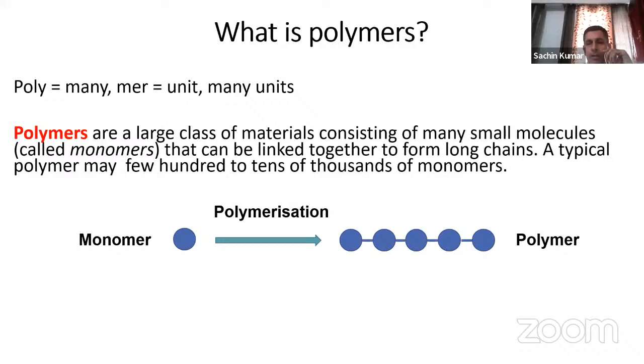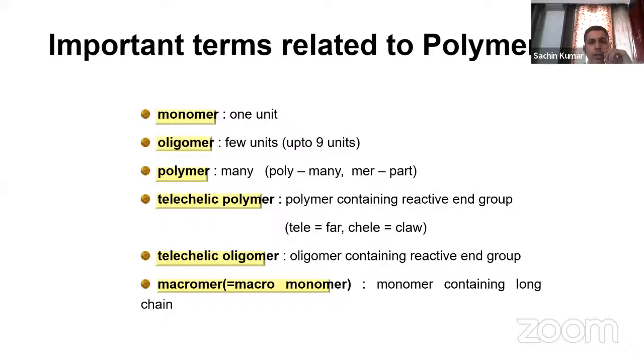Important terms: if the number of units is one, then we use the word monomer. Mono means single and mer means unit, so a single unit. When the number of units is up to 9, we call it an oligomer. If more than 9, only then do we use the word polymer. Then other terms are telechelic polymer and telechelic oligomer. A polymer having a reactive end group is called a telechelic polymer, and an oligomer having a reactive group is called a telechelic oligomer. The word macro can also be used interchangeably; having a long chain length is called a macromer.